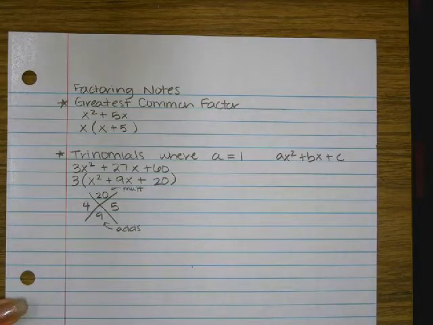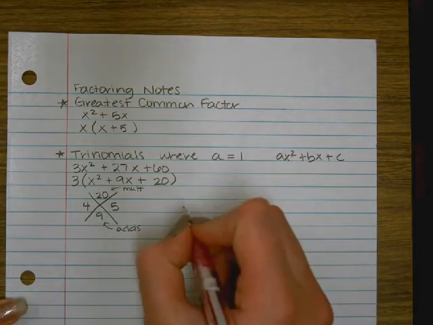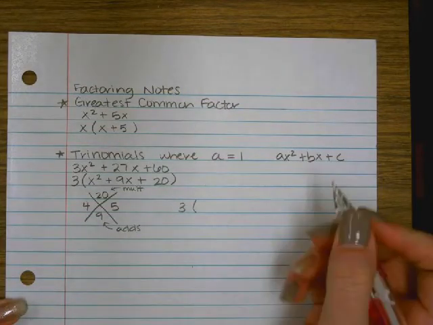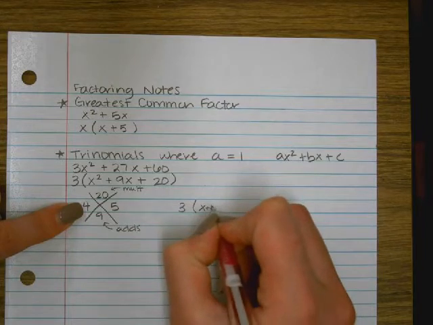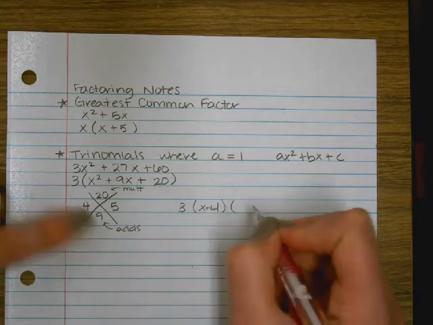So when I finish this problem, I'm just going to say, all right, I had that GCF of 3. I had a factor of x plus 4, there's a plus, x plus 4, and x plus 5.